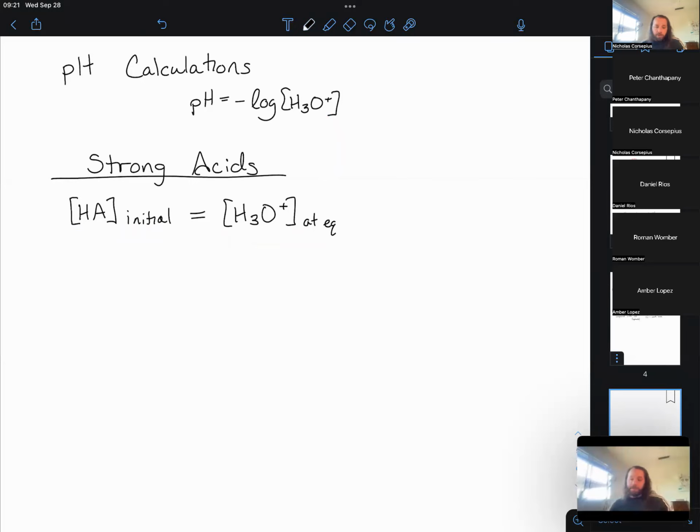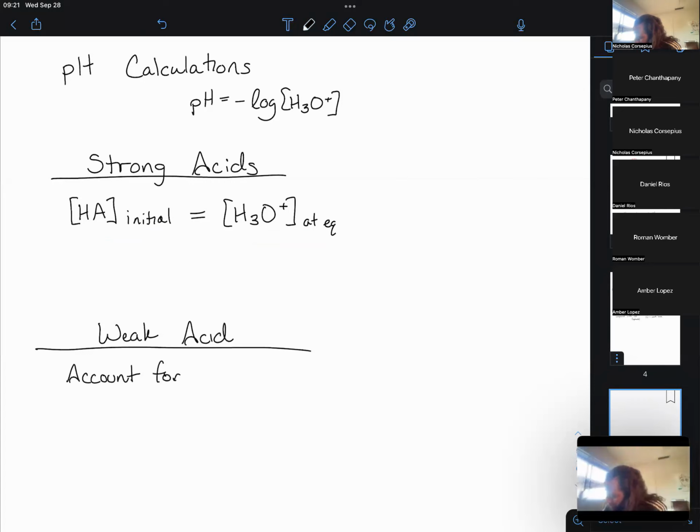Weak acids are much more difficult of a calculation. Those would be the last two calculations we did on that last worksheet. Weak acids, we have to account for that equilibrium using that equilibrium value, the Ka, right? These were much more intense calculations because we had to use those ICE tables.